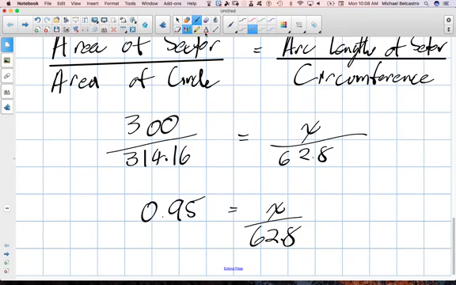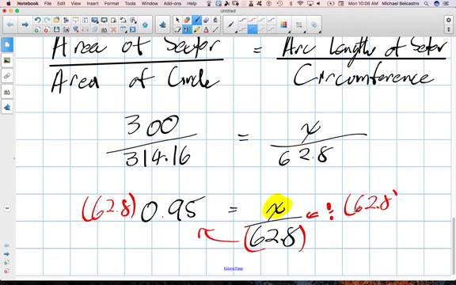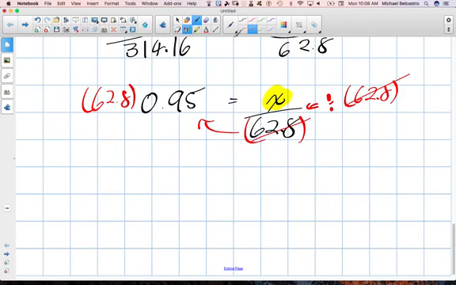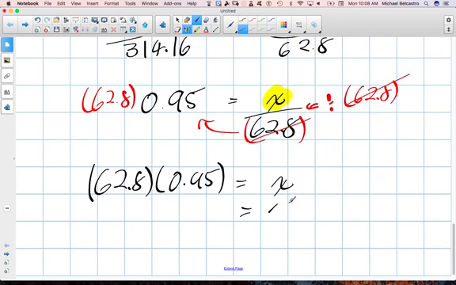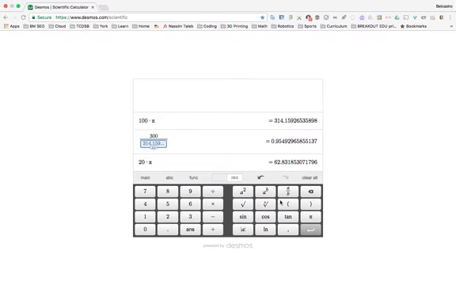Anyways, to isolate x, we have a division sign here. We need to multiply when we move it to the other side. Think of it as if you're multiplying both sides by 62.8. On this side, when you multiply by 62.8, they cancel out, creating technically a 1, and 1 times x is just x. So we have x is equal to 62.8 multiplied by 0.95, which is going to be pretty close to maybe 60.